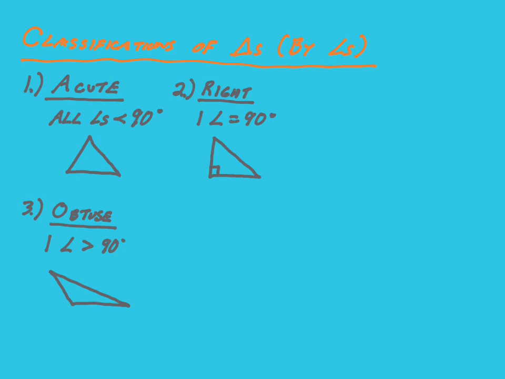Finally, number 4, and this is an equiangular triangle. This is where all angles are congruent, just like equilateral. So we could show that by marking off all the sides, or all the angles, excuse me, to be the same.